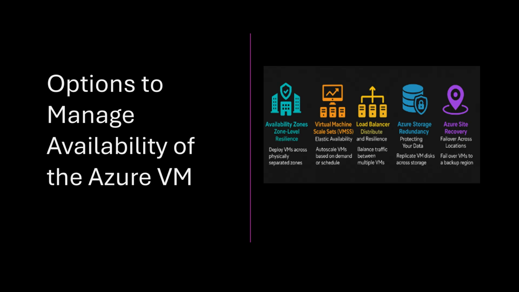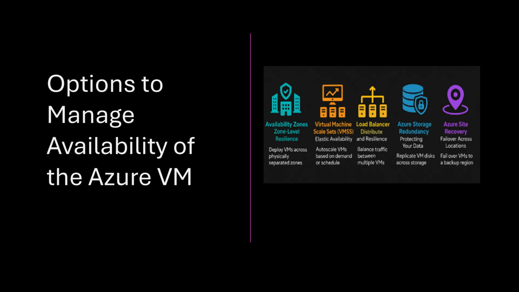While not a direct availability feature, auto shutdown helps you schedule VM shutdowns to save costs, particularly useful for dev or test VMs that don't need 24/7 uptime. It's configurable in the portal and ensures your resources aren't left running unnecessarily.